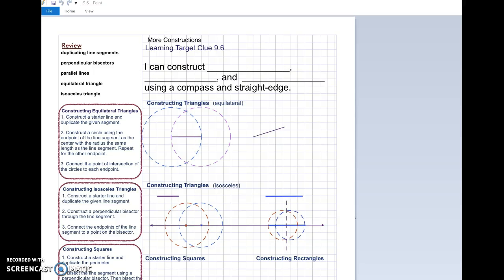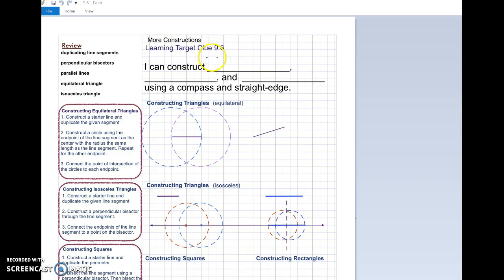Greetings, detectives. Mrs. McKay here, and we're on our last clue of case 9, which is all about crafty constructions, and we are going to do learning target clue 9-6. So let's go ahead and fill in our learning target.